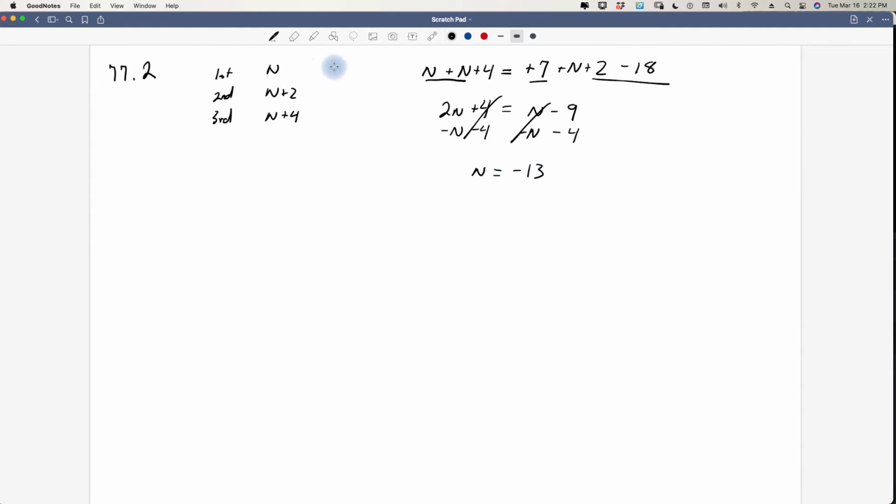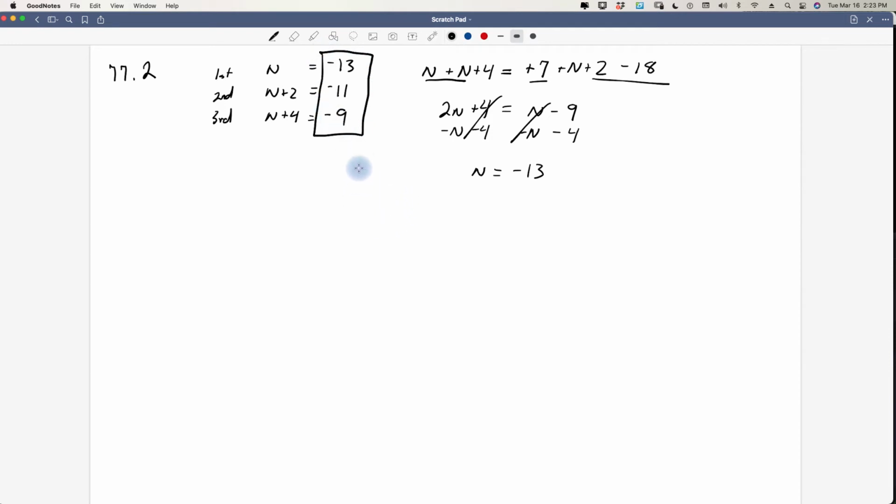So let's fill in our answers up here. N is negative 13. N plus 2 is negative 11. And n plus 4 is negative 9. And that's our answers.